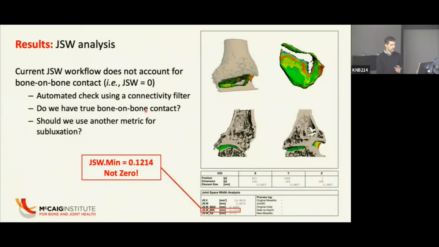However, that leads to some other issues. When we're actually calculating our joint space with asymmetry, we're dividing by our joint space with minimum. So if we do use this, then we have values that aren't defined. So it's possible we may need a different metric if we want to have some sort of quantitative measure for joint luxation. And we still don't really know whether the bone-on-bone contact that we're seeing is true bone-on-bone contact, or if this is just an issue due to image segmentation or some other artifact that we're seeing.